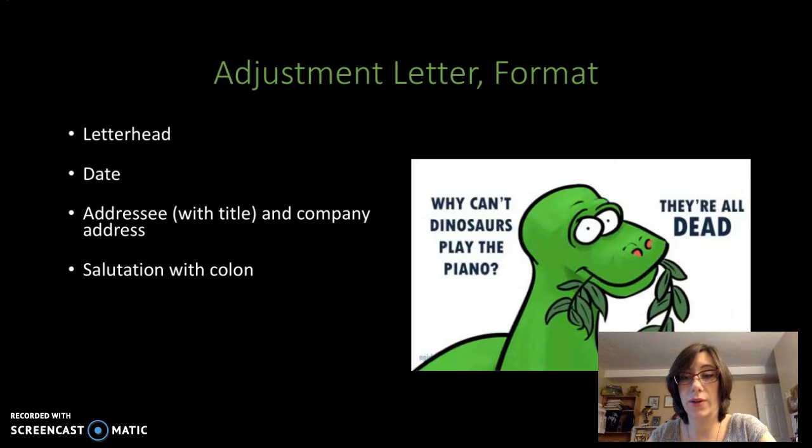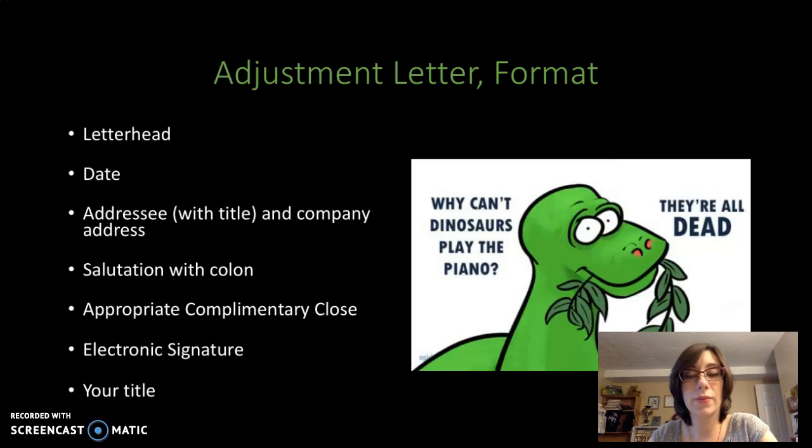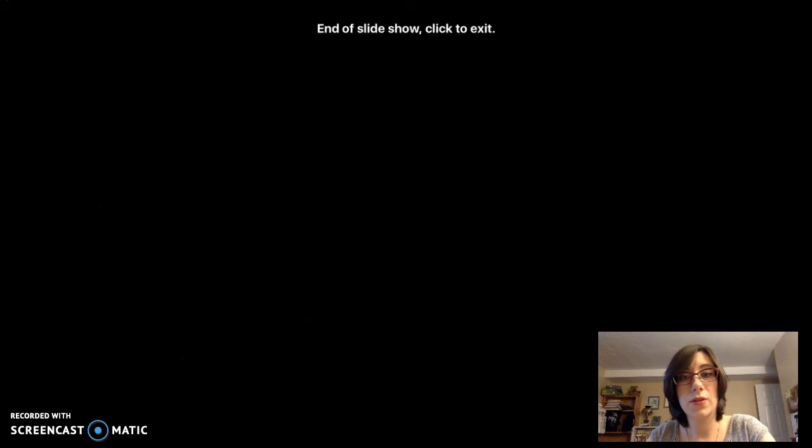You want to make sure you have your salutation with a colon, not a comma. And then the body of the letter, which I reviewed in the last slide, and then a complimentary close, "Sincerely," comma, your electronic signature, and then your name and your title. Remember, don't include your company information. That's in the letterhead, okay? Good. All right, so that's it.